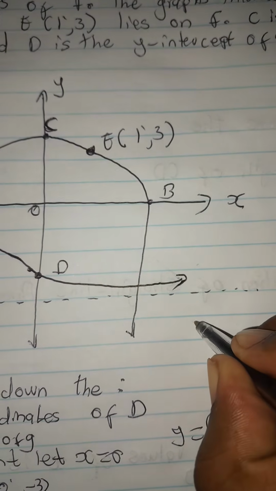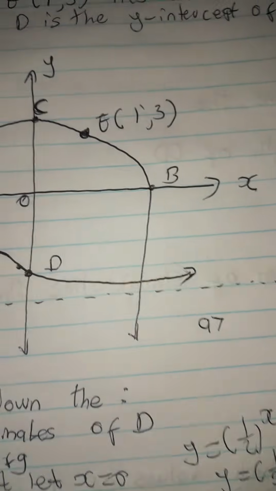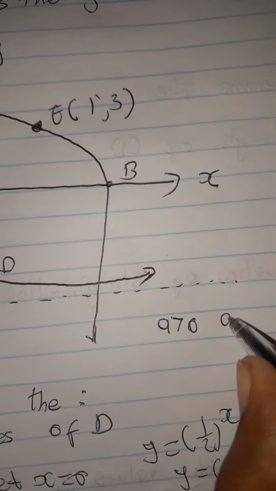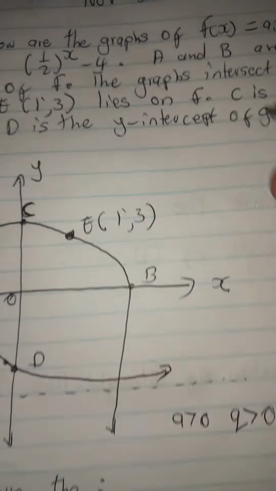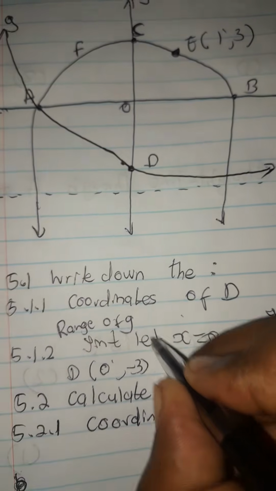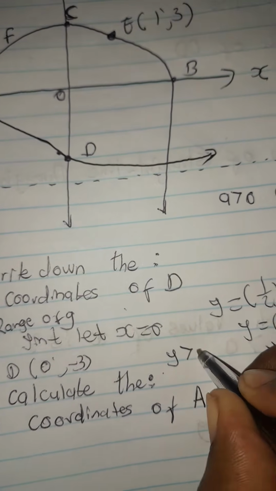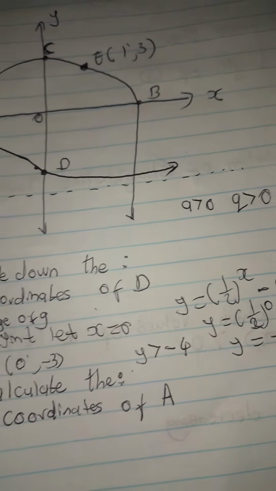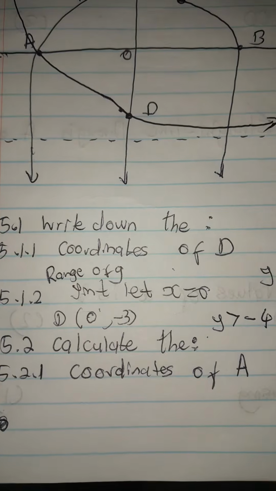When you're determining the range of an exponential graph, first look at the value of a, which determines the shape. If a is greater than 0, the graph lies above the horizontal asymptote. So in this case, our a is positive. So our solution here will be, sorry, it's messy, y is greater than negative 4. Right, that's how you can answer 5.1.2.